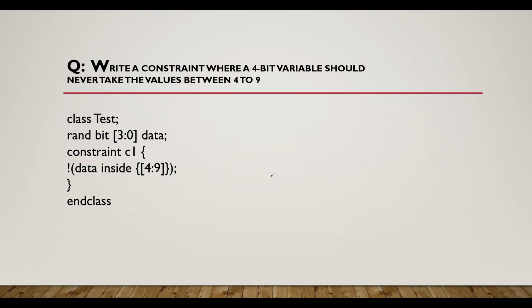Okay. Now write a constraint where a 4-bit variable should never take a value between 4 to 9. Here I have to write a constraint so that our 4-bit variable, which goes from 0 to 15, never takes values from 4 to 9. So I have written one constraint where I am writing that data inside 4 to 9 will not occur. Here, not means data inside 4 to 9 will not occur. Okay, so that way you can write a constraint.